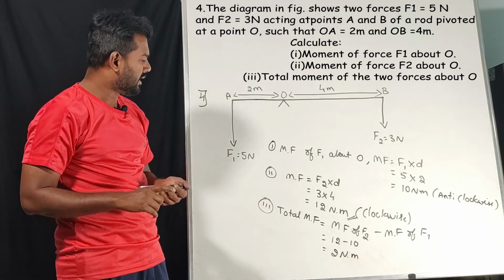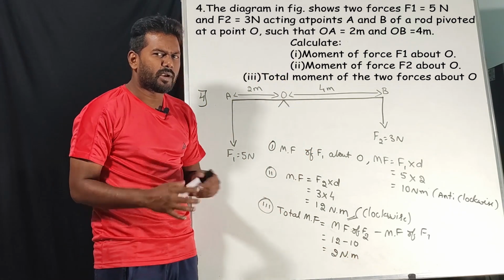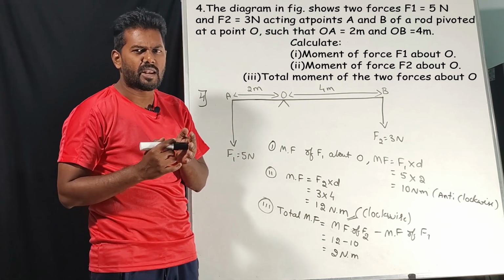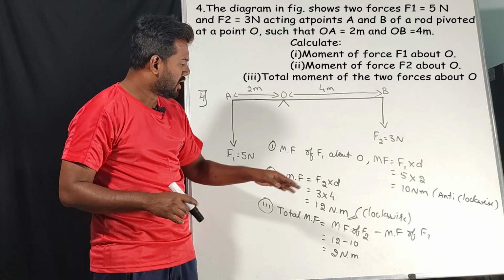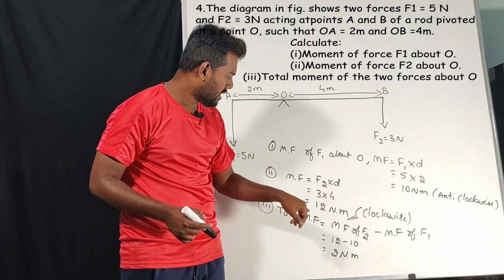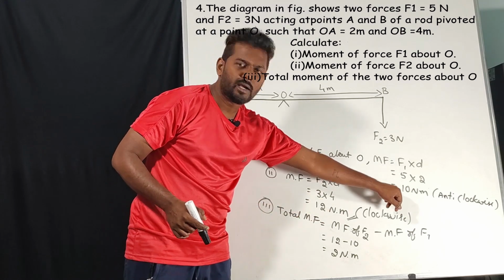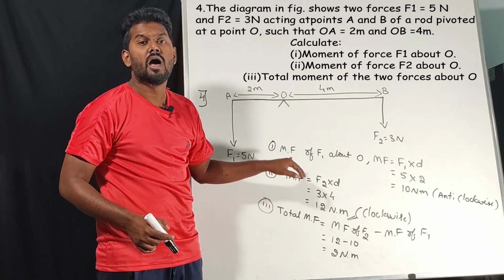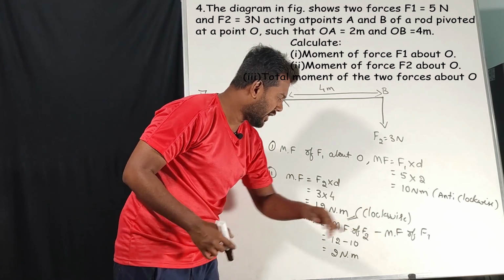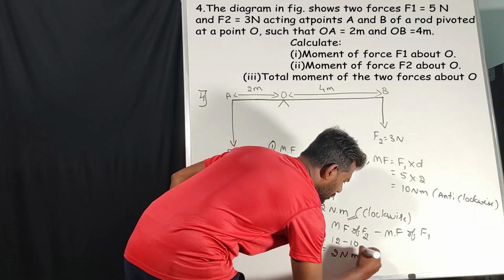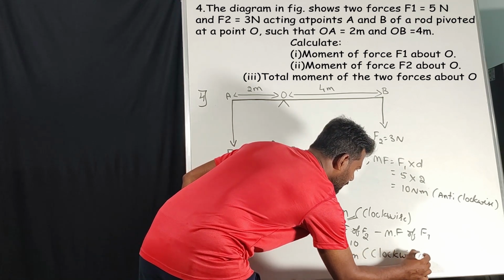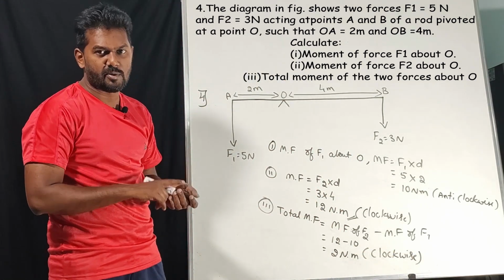Now, for the total moment of force, do we have any direction? Yes, we have. So how can we find the direction of total moment of force? Which has the largest moment of force, force F2 or force F1? 12 is larger than 10, right? So force F2 has the largest moment of force. What is its direction? Clockwise. So the total moment of force will also be clockwise. See, total moment of force is very much important.